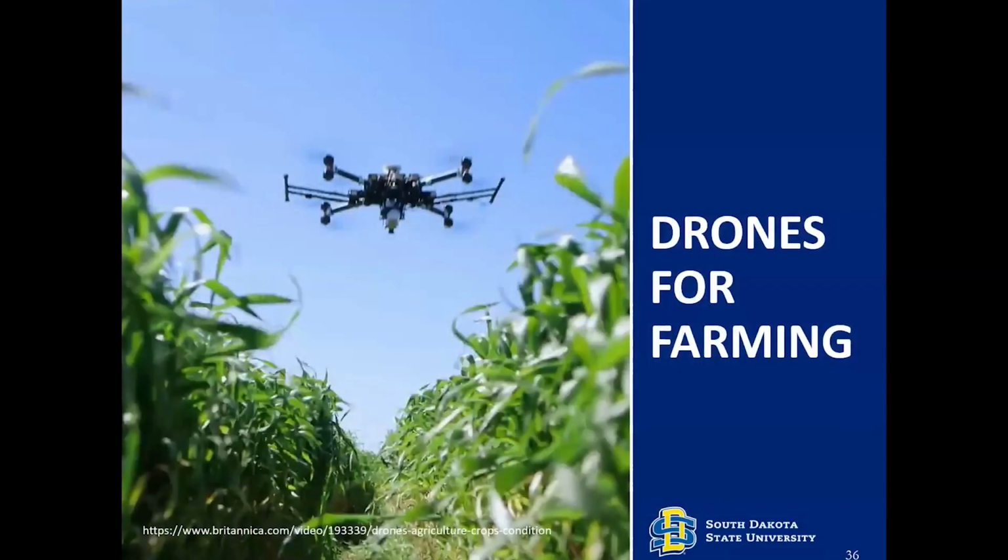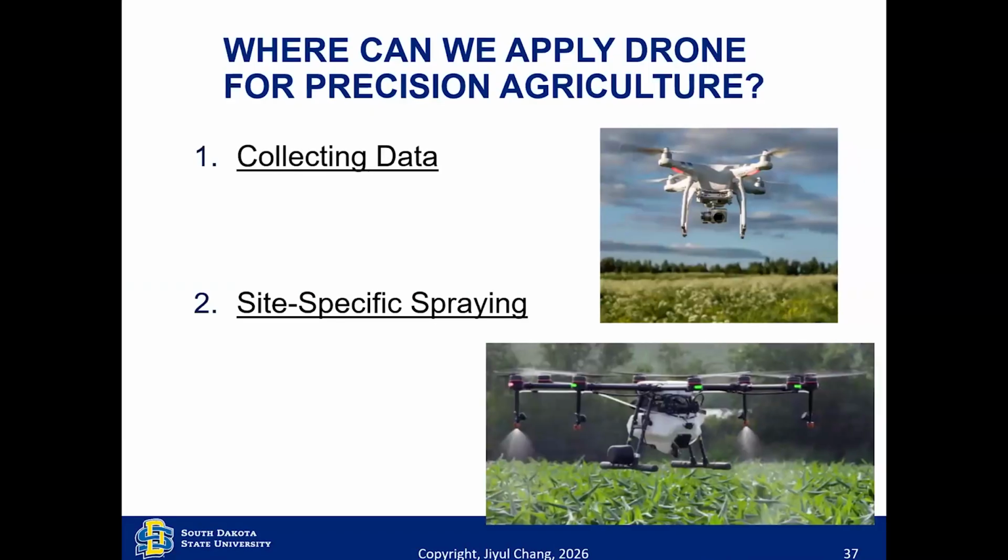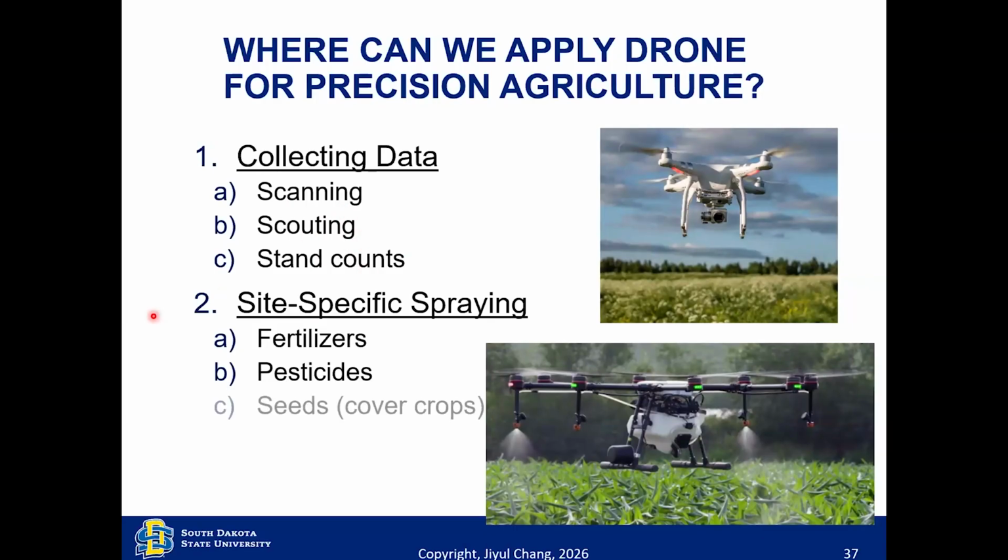Okay, the last topic is about the drones for farming. We can apply the drone for precision agriculture. There are two categories: collecting data and site-specific spraying. First one, to collect the data, you can scan, do scouting, and stand count. And for site-specific spraying, for the fertilizer, pesticide, and the seed, especially for the cover crops.